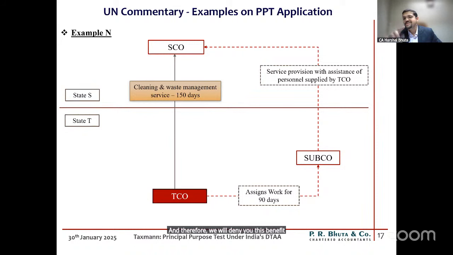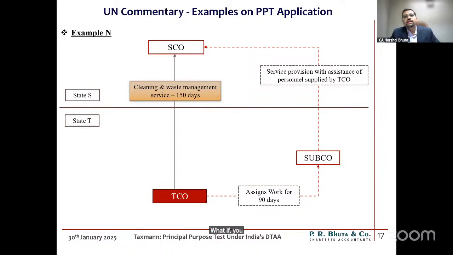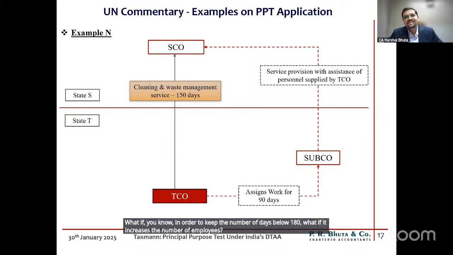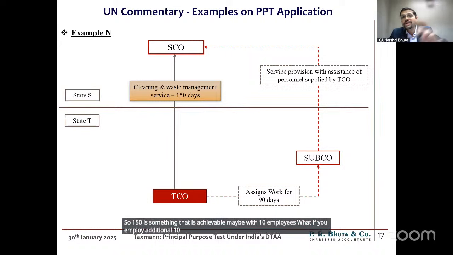Okay. One ancillary question that comes to my mind is, what if, in order to keep the number of days below 180, it increases the number of employees? Okay, instead of keeping it 150 plus 90. So 150 is something that is achievable maybe with 10 employees. What if you employ additional 10 employees? So now it becomes 20 employees.